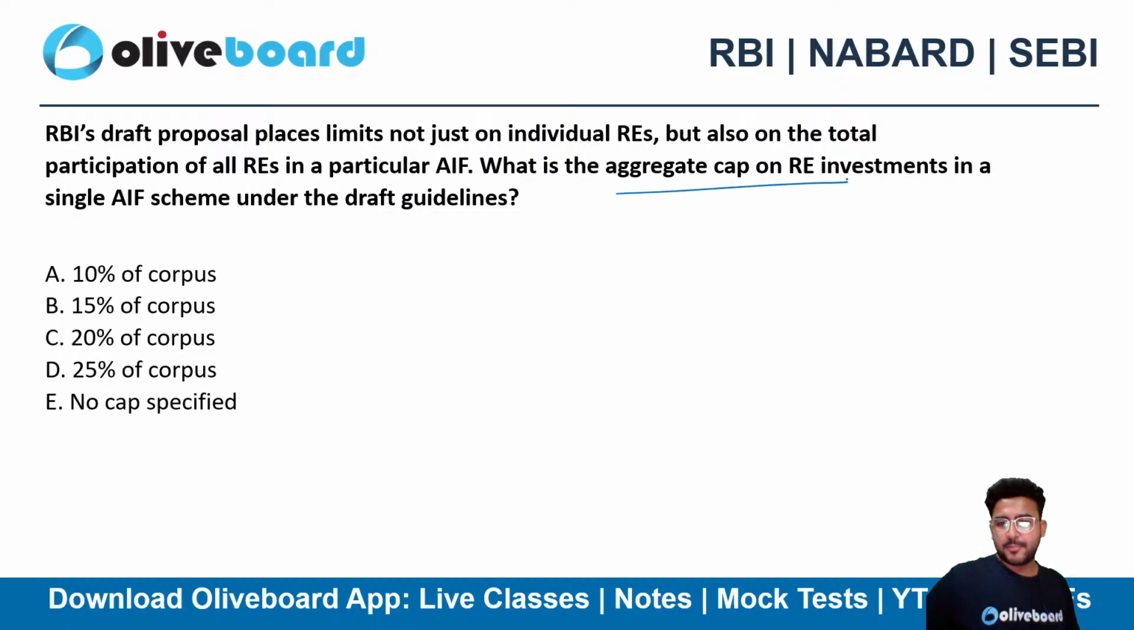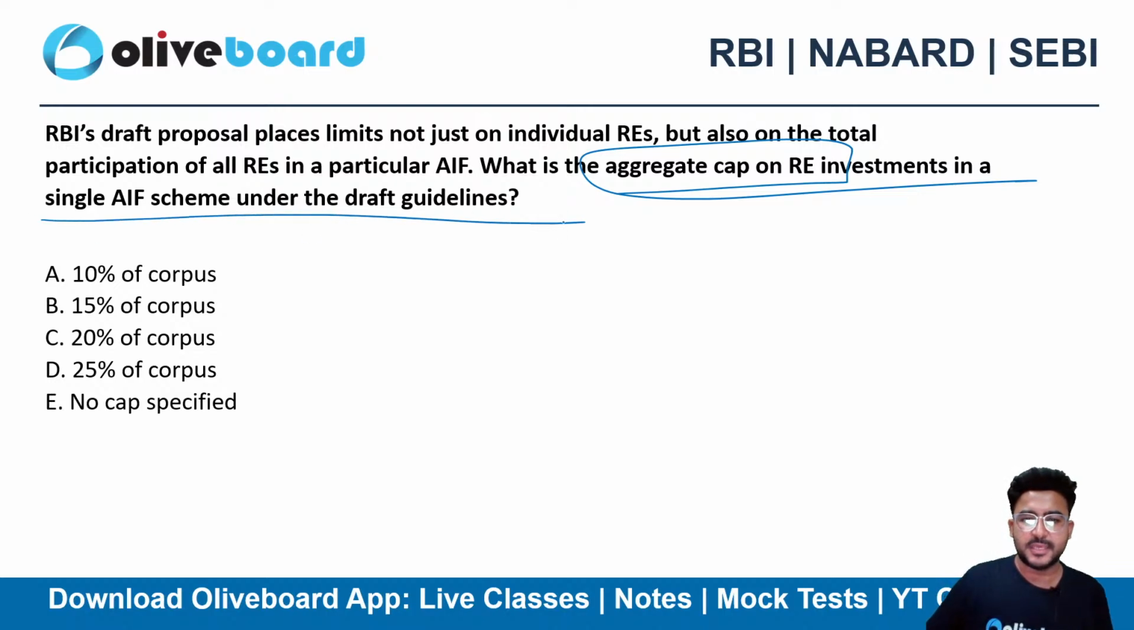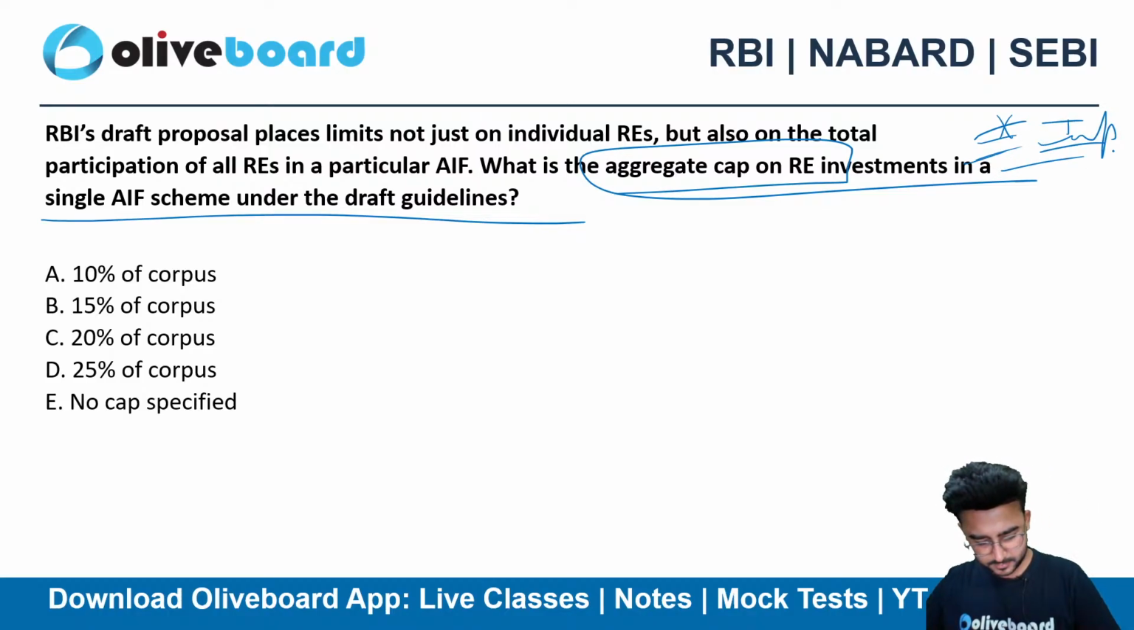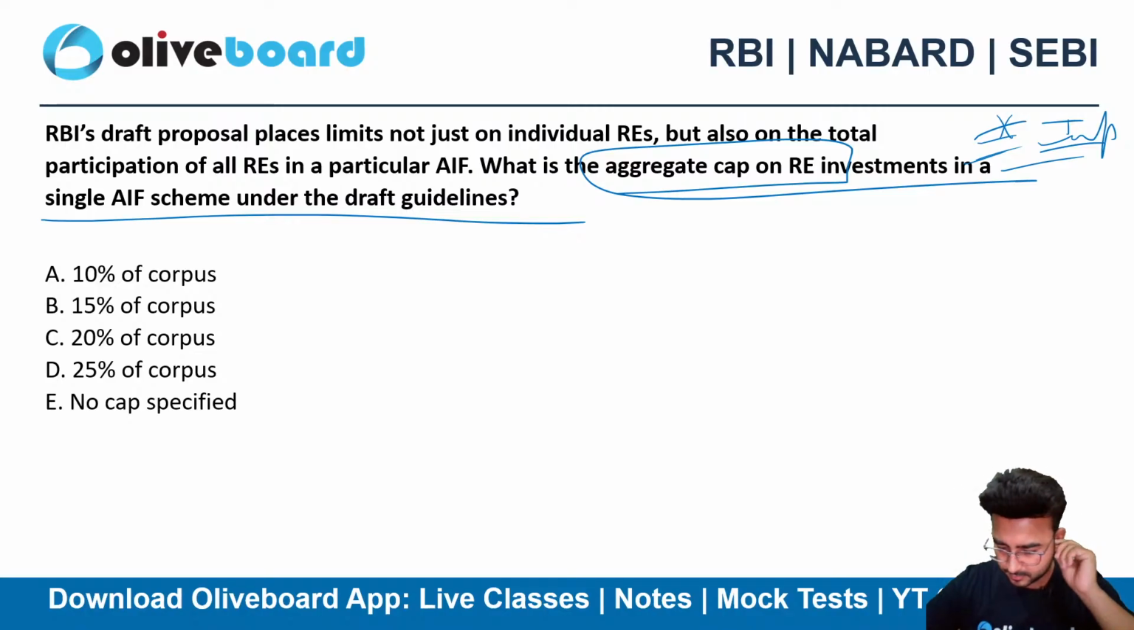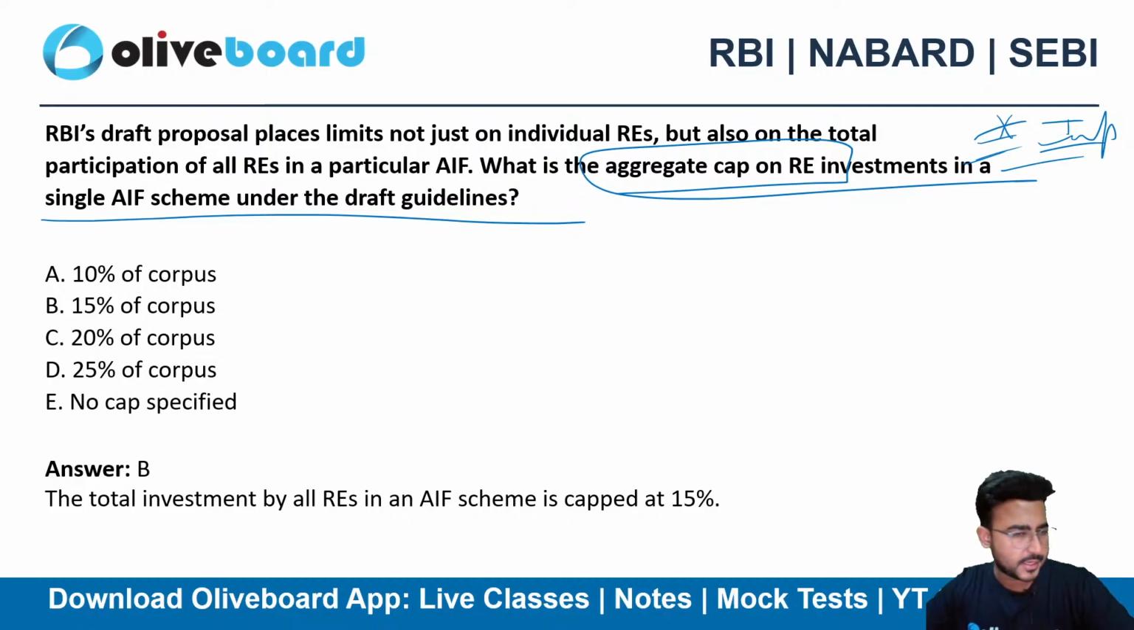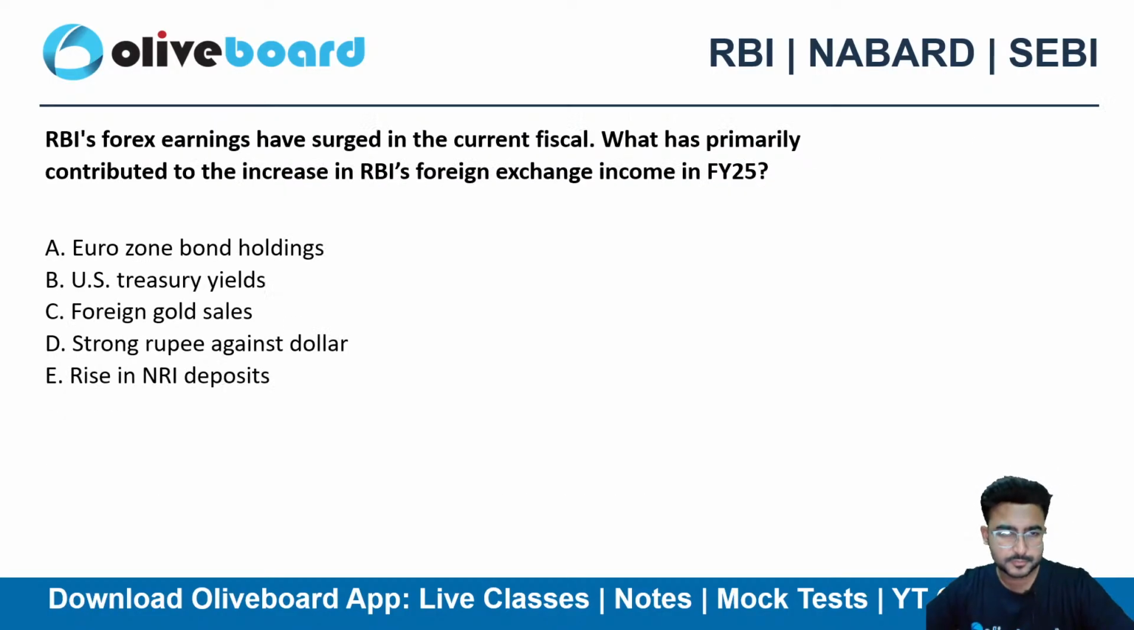What is the aggregate cap on the RE investment in a single AIF scheme? Important. Yes, 15% is the correct choice here. Okay, 15% of the corpus. Next is RBI's forex earnings have surged in the current financial year. What has primarily contributed to the increase in the RBI's foreign exchange income for the year 2025?